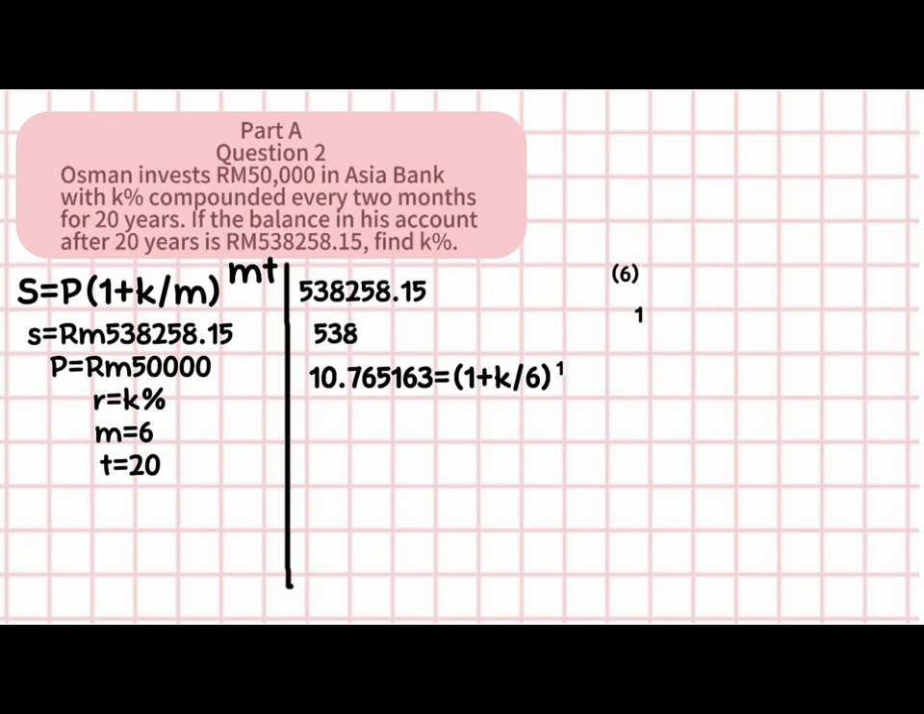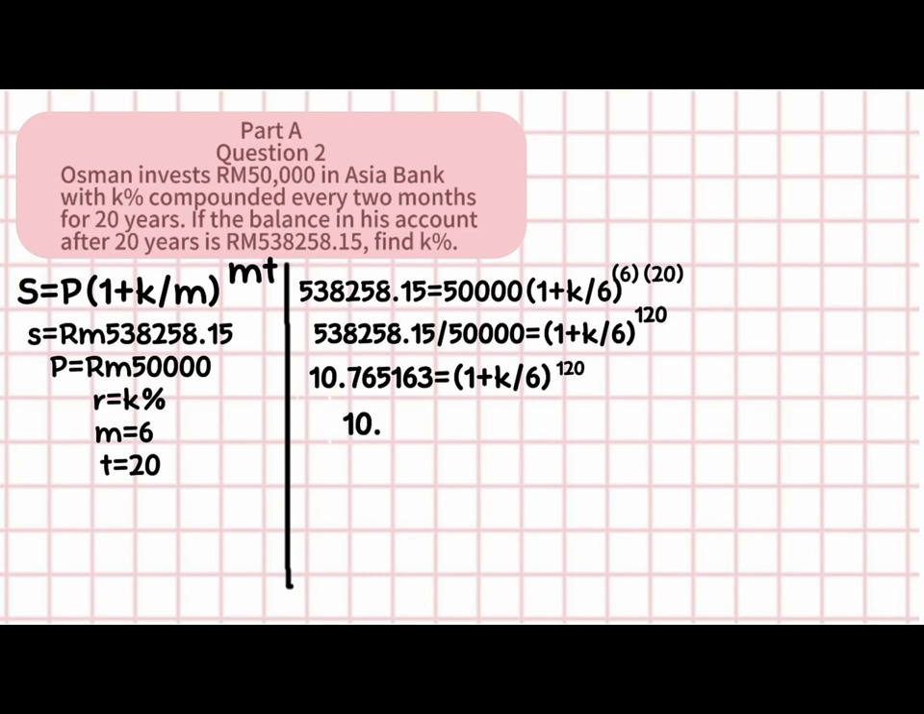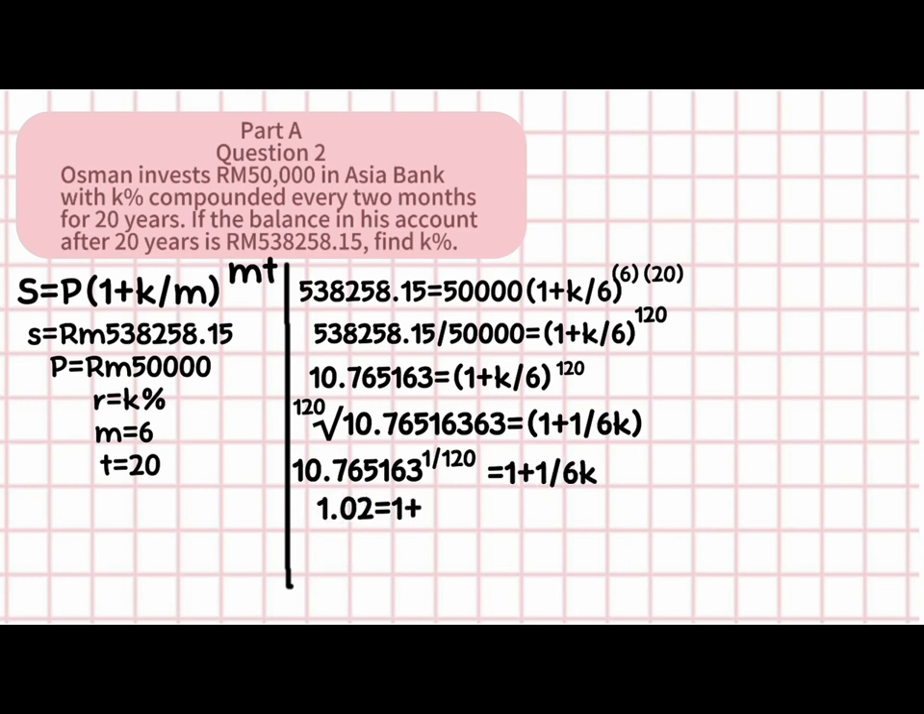So 538,258.15 equals 50,000 bracket 1 plus K over 6 to the power 6 multiplied by 20. 6 multiplied by 20 equals 120. After that, take the 120th root. 10.765163 equals bracket 1 plus 1 over 6K close bracket. Then make it to the power: 0.765163 to the power 1 over 120 equals 1 plus 1 over 6K. You will get 1.02 equals 1 plus 1 over 6K.